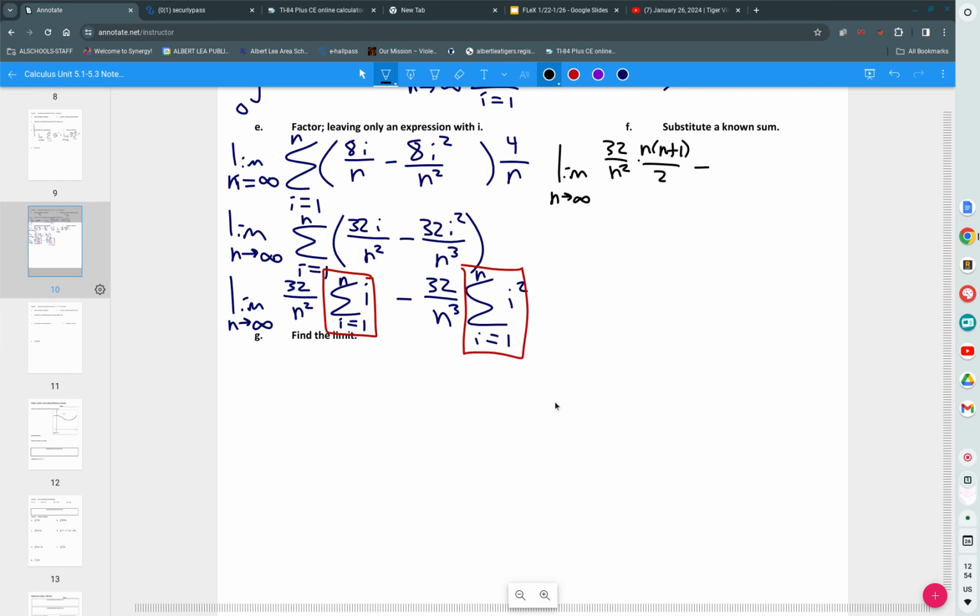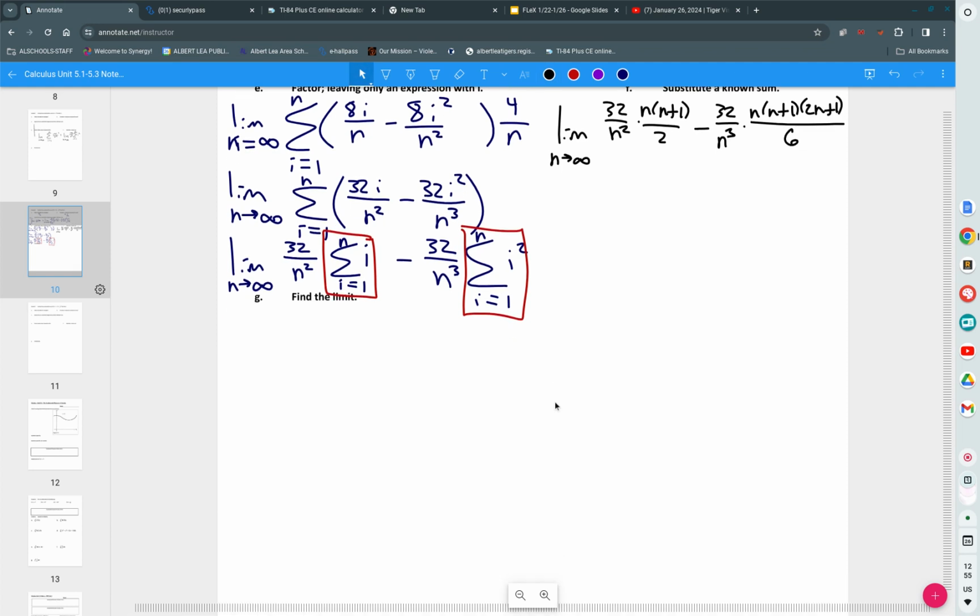And then this one is 32 over n cubed. And what's the thing that we plug in there? N times n plus 1 times 2n plus 1. Good. Aaron's got that. Don't have to memorize that for the test. That sits over 6, I think. Yep. So that's my new expression.